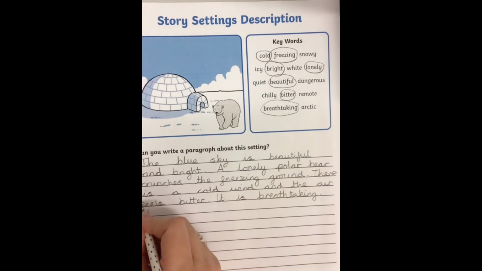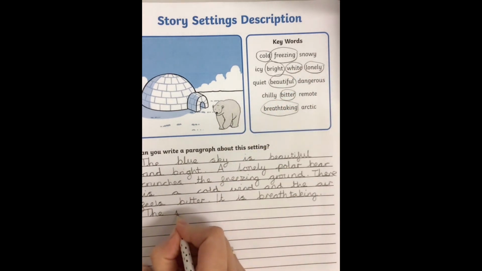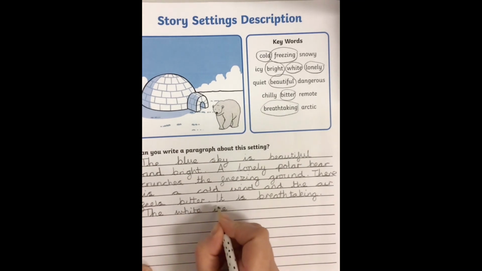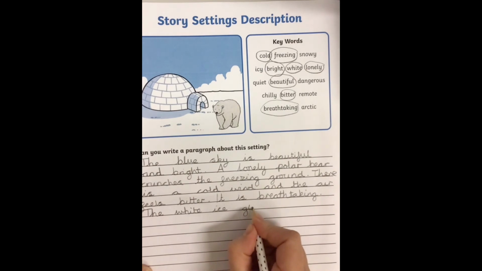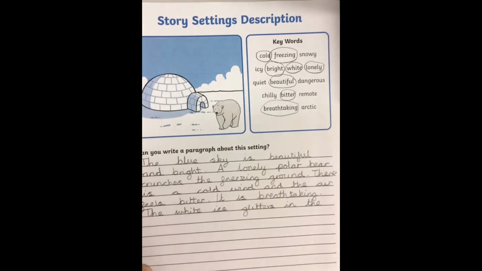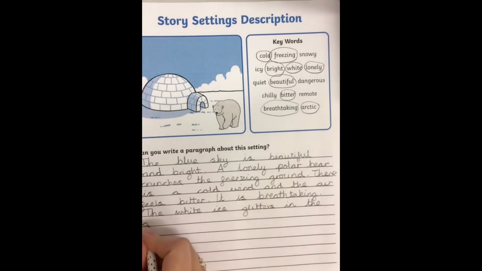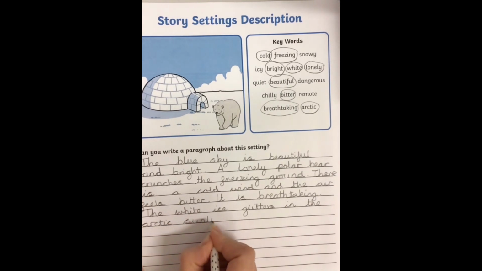Okay, the white, yes, that's a good adjective. Lots of white in this picture, in this setting. The white ice glitters in the Arctic sunlight. I'm going to use Arctic. It's definitely not the night time. It's definitely the day in this picture.